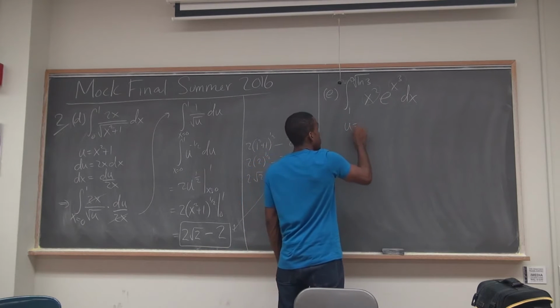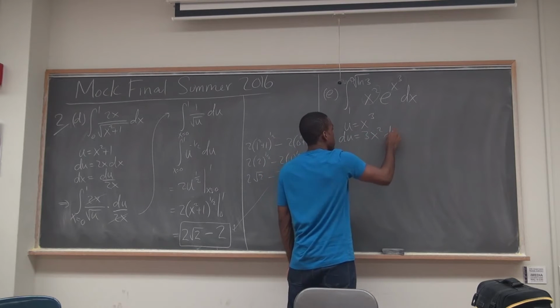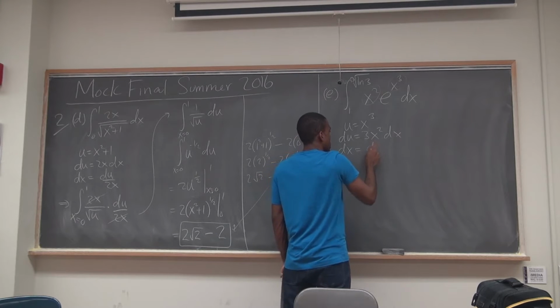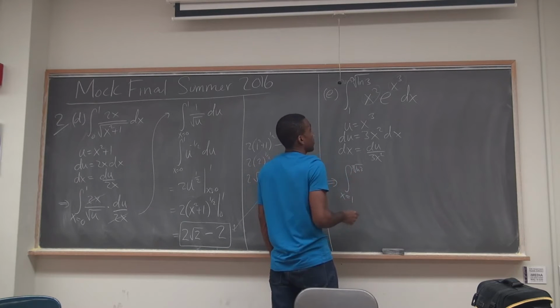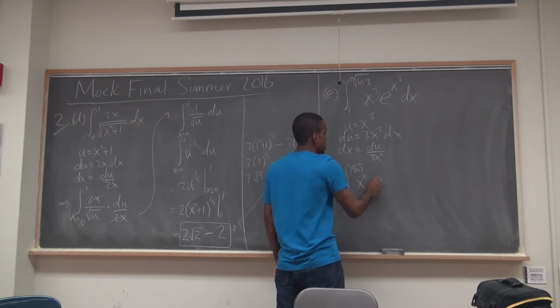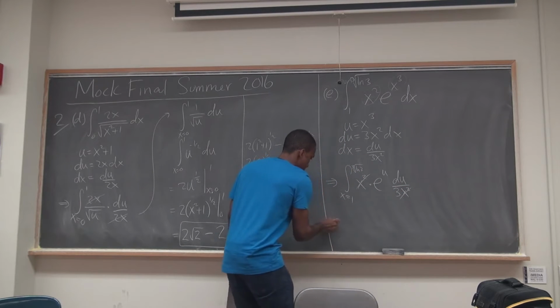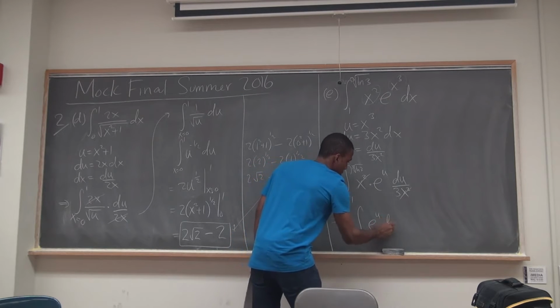So I just do u equals x cubed. My du would be 3x squared dx. That means dx is equal to du over 3x squared. So I plug that in. So x squared times e to the u, and dx becomes du over 3x squared. This kills that. 1/3 times the integral e to the u du.